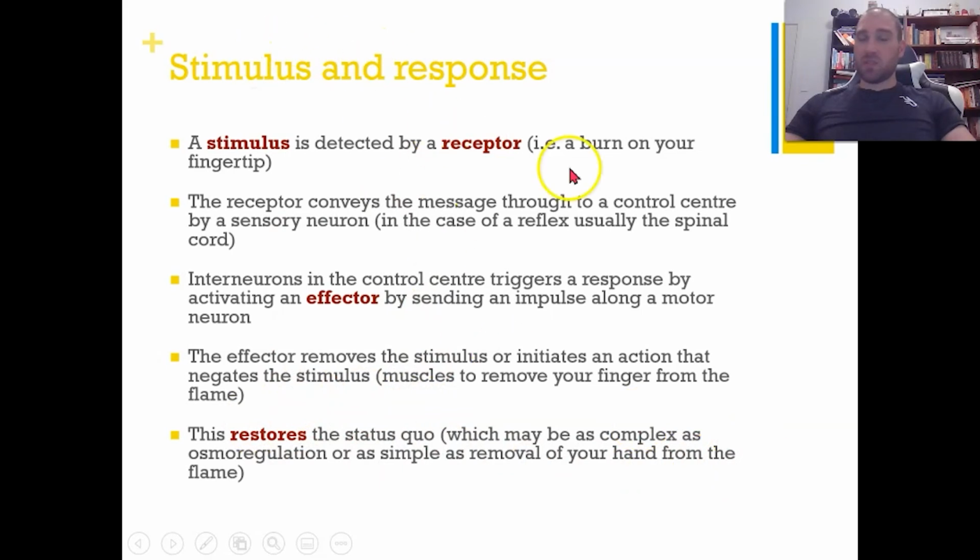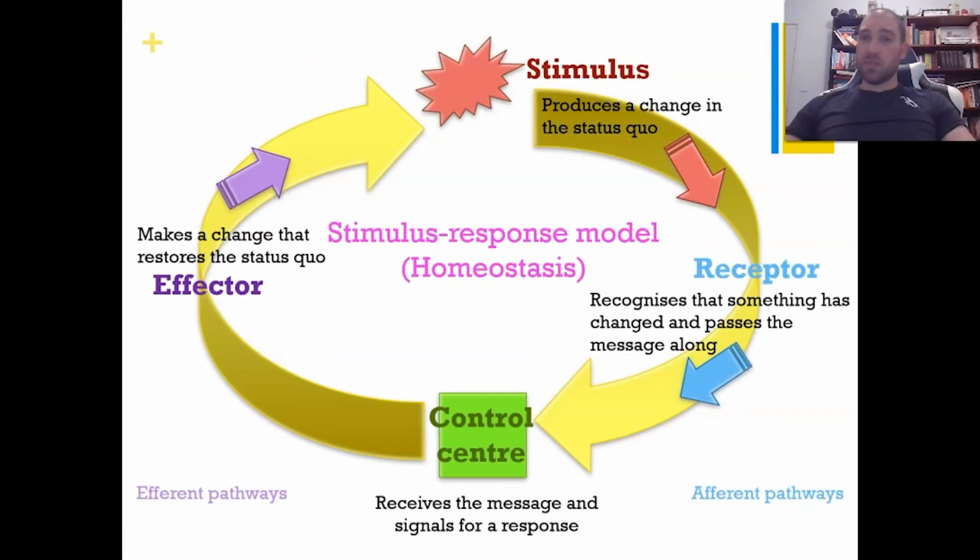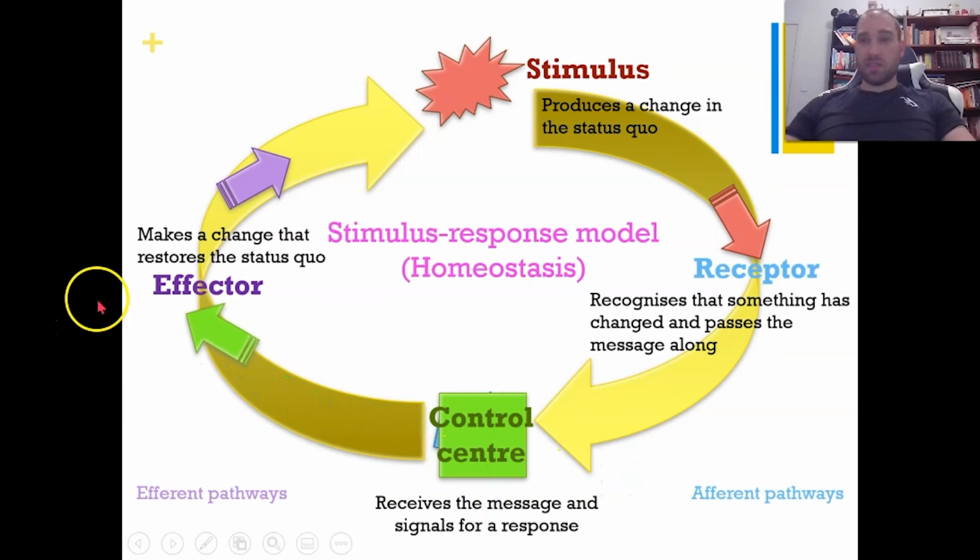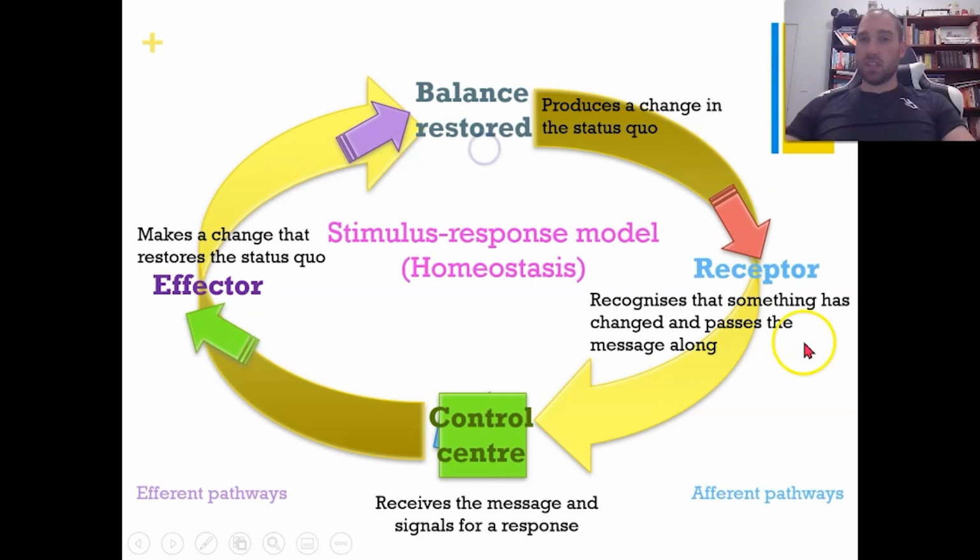Remember, the stimulus response model works for hormones too. So this is the image that we had before looking at the stimulus response model. So stimulus, we get a change. We have a receptor detecting that change. That passes the information, in this case in the nervous system, along a sensory neuron to the control center. This is where we'd have our interneurons. The control center sends the signal to an effector along motor neurons, and then the effector leads to a change that reduces the stimulus and gets back to balance.